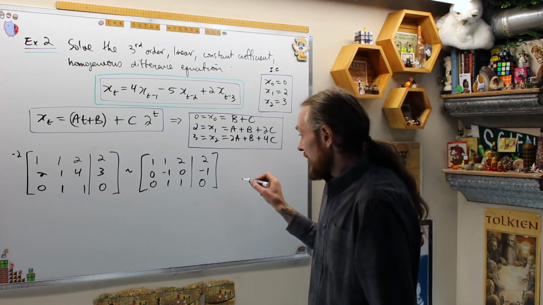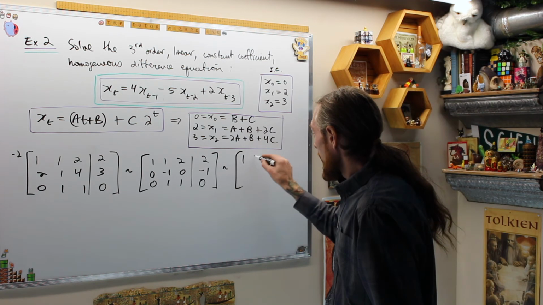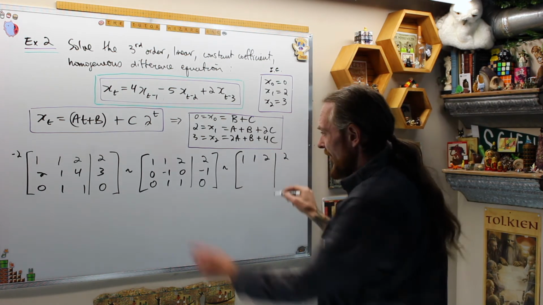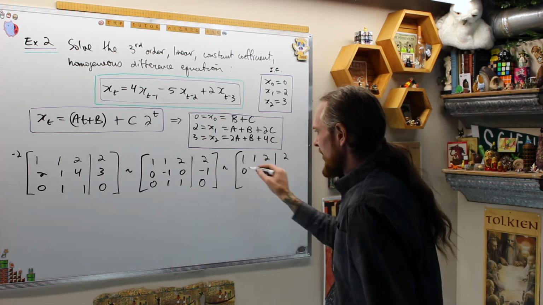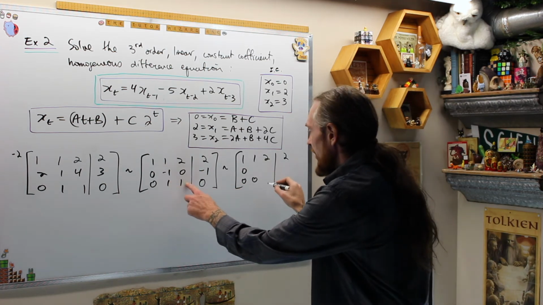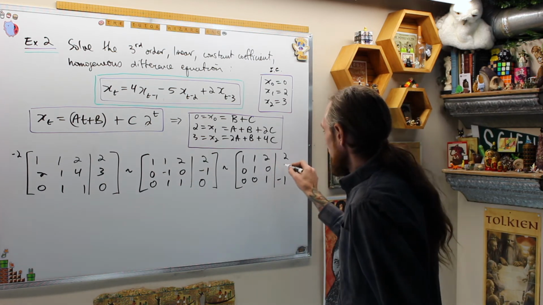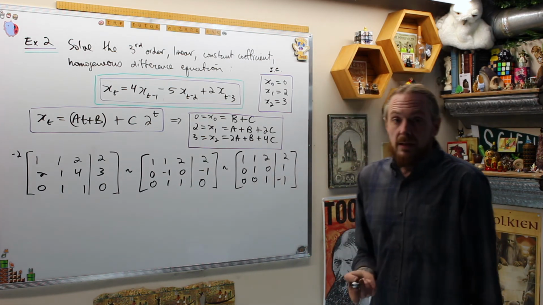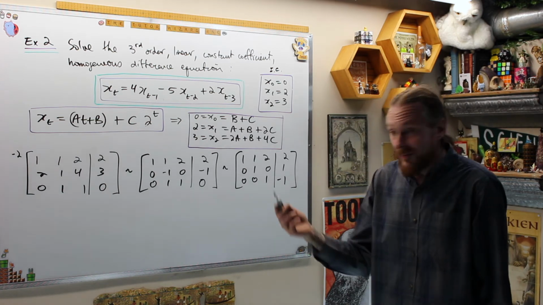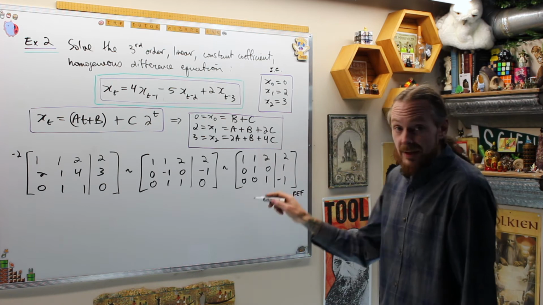Then what I can do is, is this in REF? Not quite. I'm going to get 1, 1, 2, 2. I'm multiplying by negative 1, or add them first. When I add these, I'm going to get 0, 0, 1, negative 1. And then here, I'm going to get 1, 0, 1. What that tells us now is, first of all, this is REF, row echelon form. I now know that I have a unique solution.